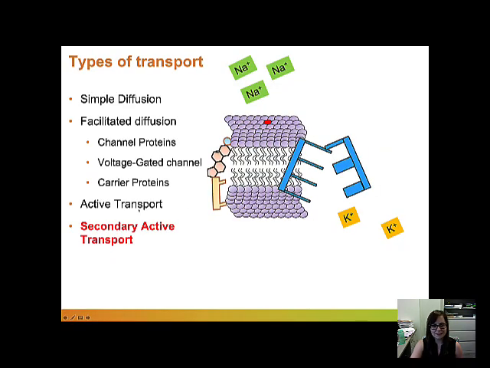Okay, so that's active transport. But now we have this sodium out here. We used energy to get it out here. What are we going to do with it? Why did we put it out there? One of the ways in which we can use it is for secondary active transport.